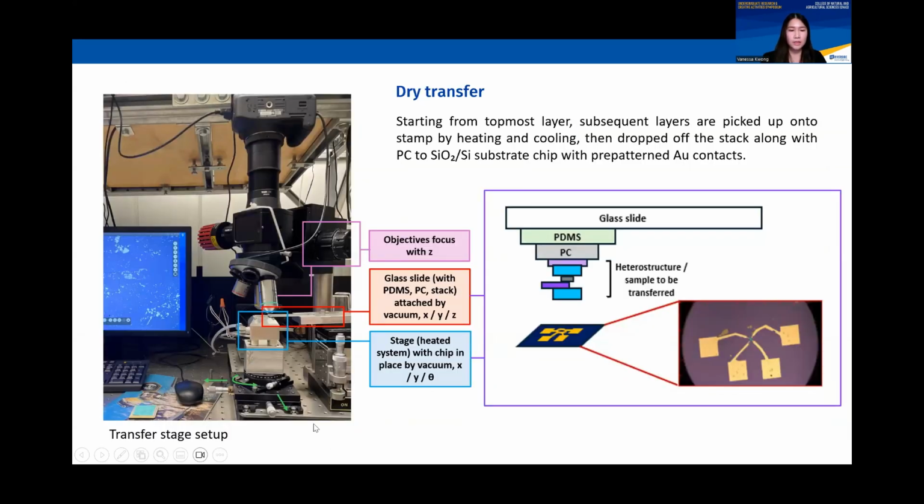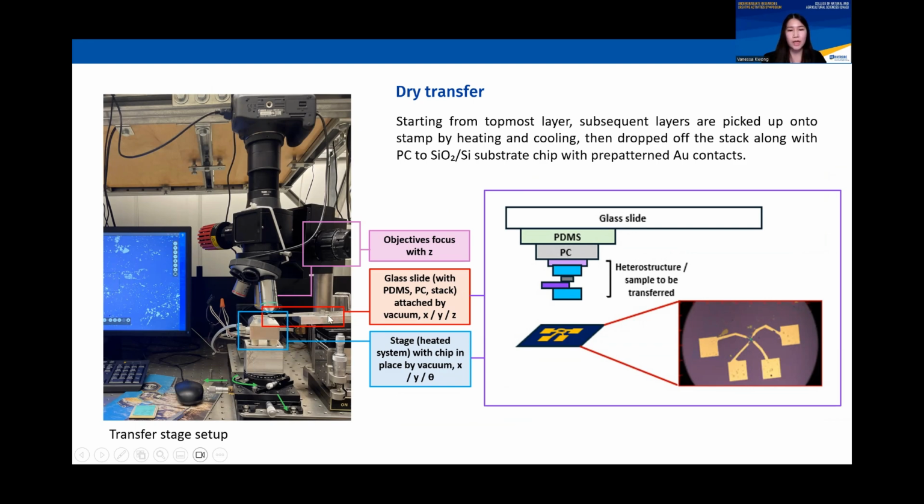And then here is an image of the transfer stage setup. So we have the objectives where you manipulate the zoom and focus. And then there's a heated stage where you place the chip with the samples you want to transfer, and also the eventual pre-patterned gold leads where you want to drop off your heterostructure on.